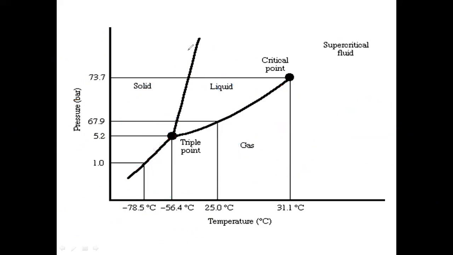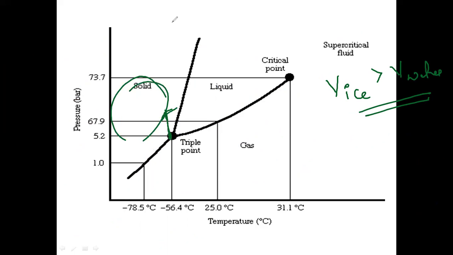The reason for that is the volume of solid. In case of the water system specifically, the volume of ice is greater than the volume of water. Because of this one reason, when you increase the pressure, ice is converted into liquid in case of the water system. But here in case of CO2, it is converting into solid. So this is very very important. You must understand only this curve.